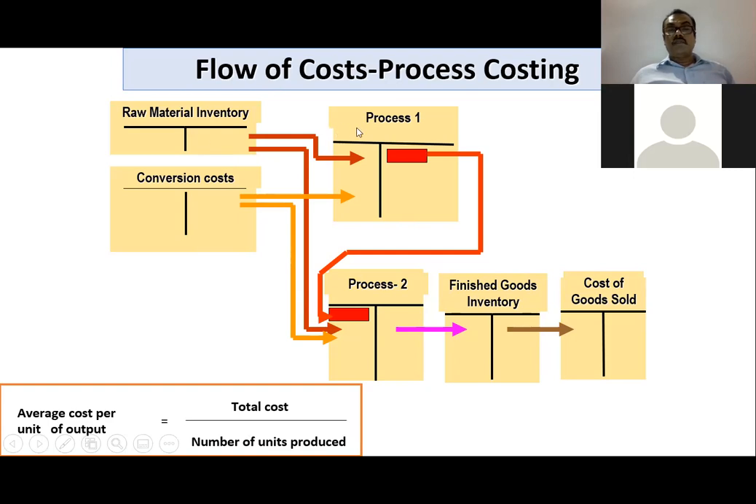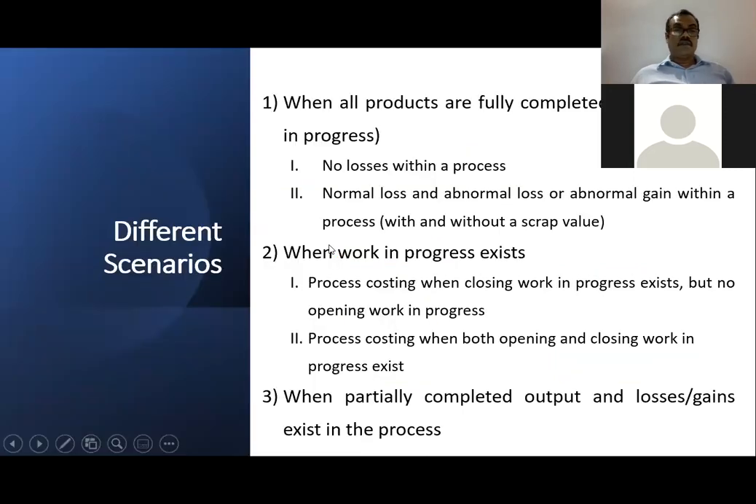But here, since processes are involved, we do not take the total cost and divide by the total number. We take the total cost of each and every process divided by the number. That is how we ascertain the cost. Now we will look at different situations where process costs are ascertained when resources are used in processes. The basic situation is production takes place in processes, but different scenarios are discussed.